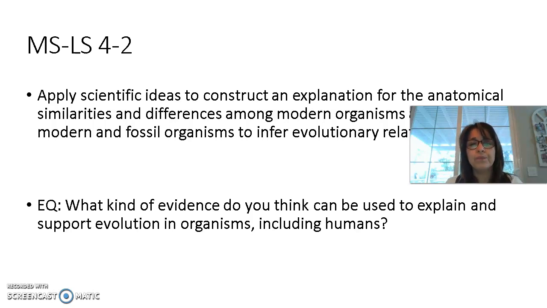The standard is to apply specific ideas to construct explanations for the anatomical similarities and differences among modern organisms and between modern and fossil organisms to infer evolutionary relationships. Okay, so our essential question is, what kind of evidence do you think can be used to explain and support evolution in organisms, including humans?